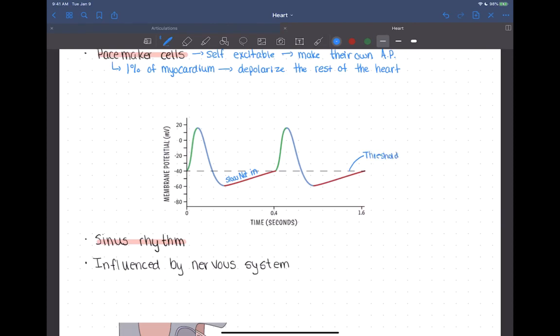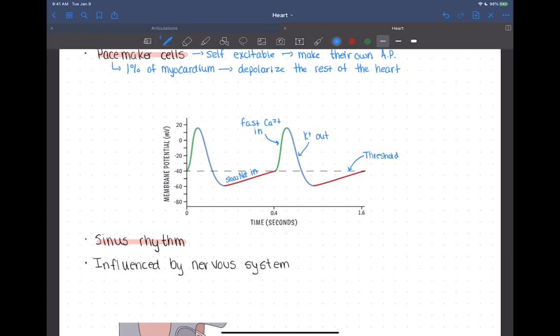That threshold is going to cause a very fast calcium influx. So fast calcium in, that's going to be this green part. And that's going to very quickly finish the depolarization of that cell. That action potential will peak. And then we'll have repolarization by potassium moving out, as we've seen before.